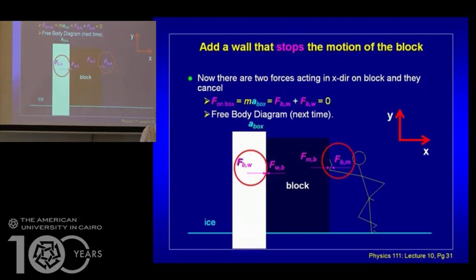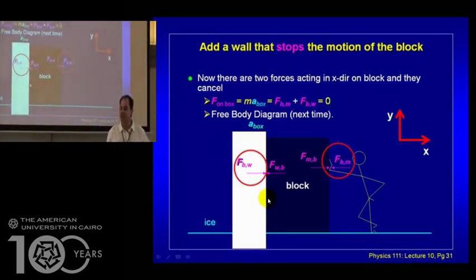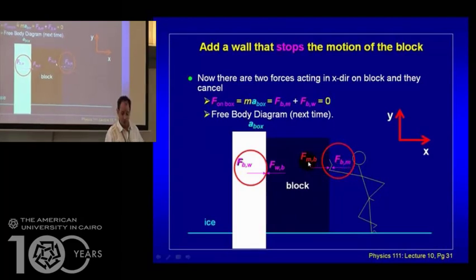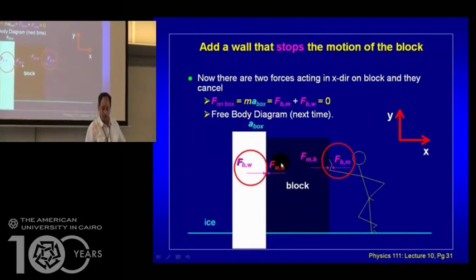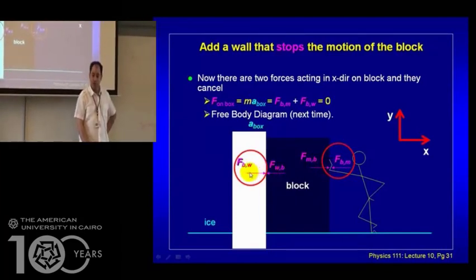Okay, now if I put a wall behind that block, let's identify the forces in here. We have a force from the man on the block, and you have a force from the block on the man in the opposite direction. You have the force from the block on the wall, and you have the force from the wall on the block.